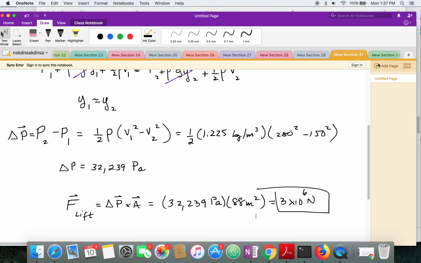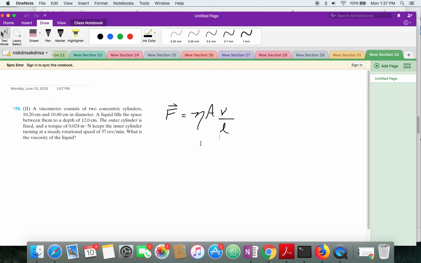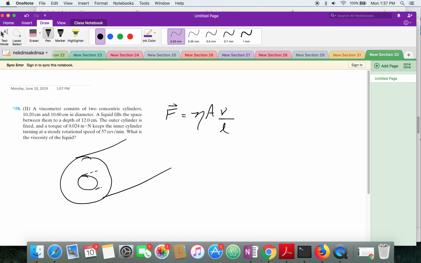Okay, we have one more problem here to do. I wrote an equation here too, that's good. So it says a viscometer consists of 2 concentric cylinders, and they give you these 2 cylinders. And then a liquid fills the space between them to a depth of this. So you're looking at these 2 cylinders, and there's one cylinder sort of embedded in the other cylinder. And there's a hollow space between those 2 cylinders. And they say to a depth of 12 centimeters.